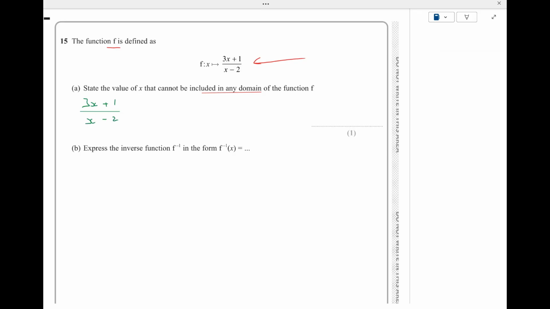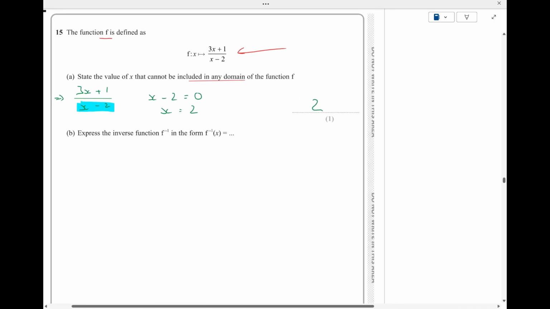And the thing is that if you were to put a number into this function here, and it were to make the denominator 0, then you'd be trying to divide by 0, and you can't do that. Try it on a calculator, you'll see that you get a math error. So the value of x which cannot be included in the domain is the value that makes the denominator 0, i.e. x equals 2.